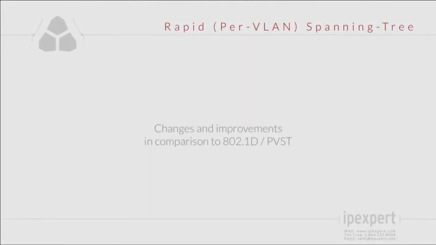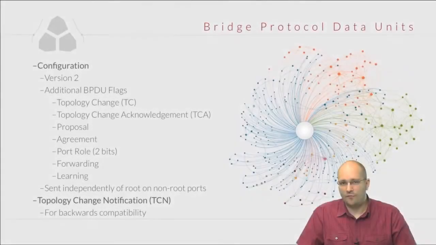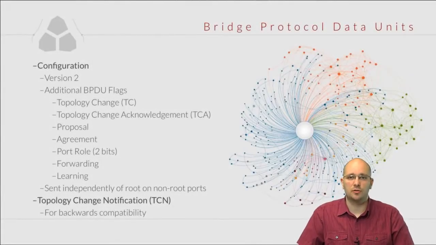Since I am going to be focusing mostly on changes and improvements in comparison to 802.1d and PVST implementation of spanning tree on Cisco switches, I highly recommend that prior to watching this video, you get very familiar with the traditional spanning tree. The first thing that the rapid spanning tree does somewhat differently in comparison to the per VLAN spanning tree, the traditional 802.1d, is the format of the BPDUs.